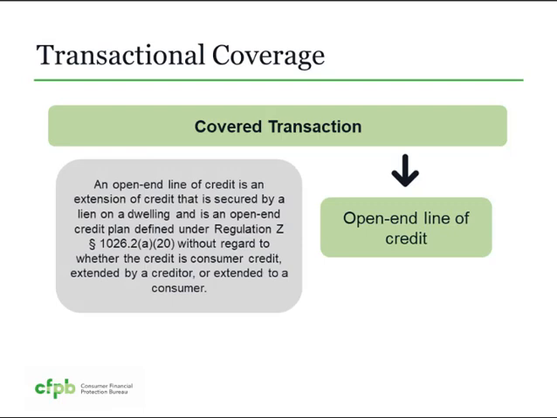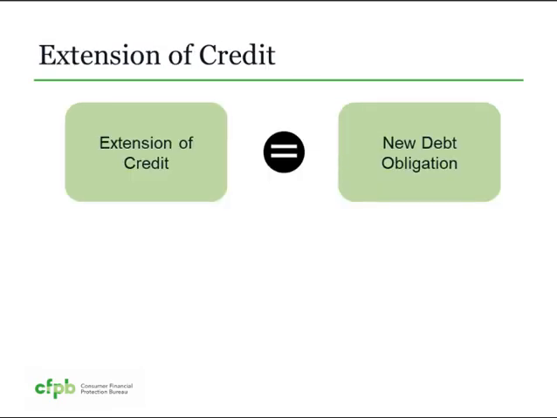Section 1003.2o defines an open-end line of credit as an extension of credit that is secured by a lien on a dwelling and is an open-end credit plan as defined under Regulation Z, Section 1026.2a20, without regard to whether the credit is consumer credit, extended by a creditor, or extended to a consumer. Note that the definitions for closed-end mortgage loan and open-end line of credit apply to the loan volume thresholds we discussed earlier. An extension of credit refers to a new debt obligation.